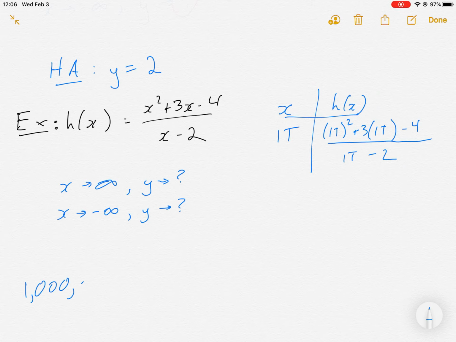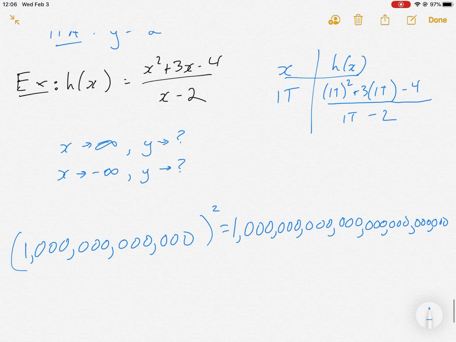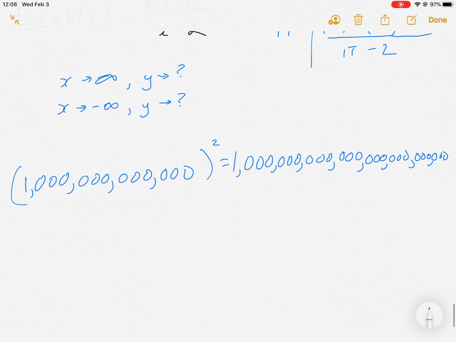Now think about a trillion. That's a trillion. Thousands, millions, billions, trillions. If I square this, I end up with this number. I end up with a trillion trillions. Okay. So this is thousands, millions, billions, trillions, quadrillions, quintillion, sextillion, septillion. I believe this is a septillion, but I might be wrong.